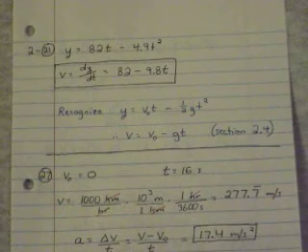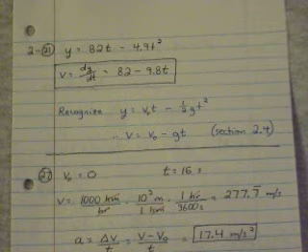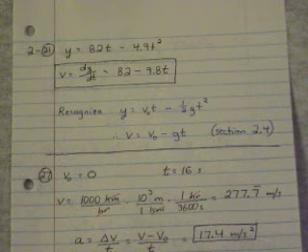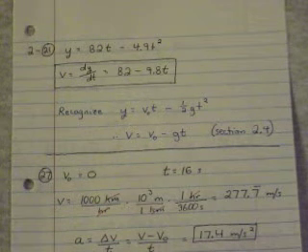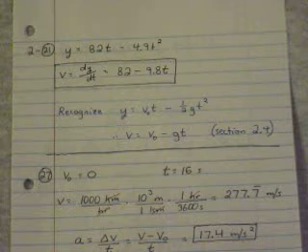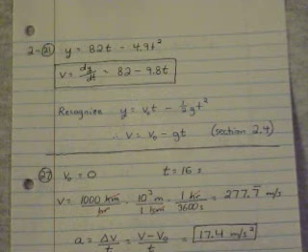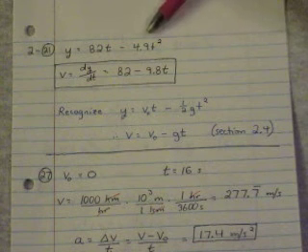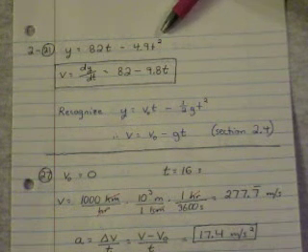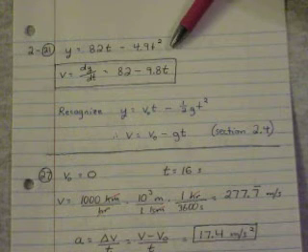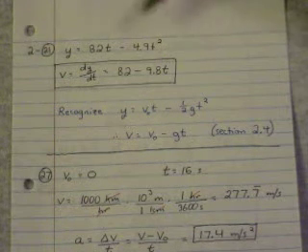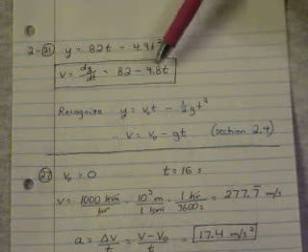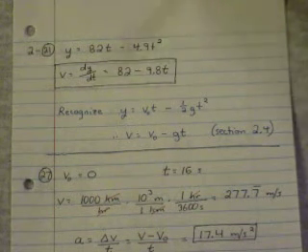Number 21. A model rocket launches straight upward. Its altitude as a function of time is given by y equals 82t minus 4.9t squared. And we are to find the velocity. Well, you take the derivative of y, so velocity is the time derivative of y. And so this becomes 82 minus 9.8t.